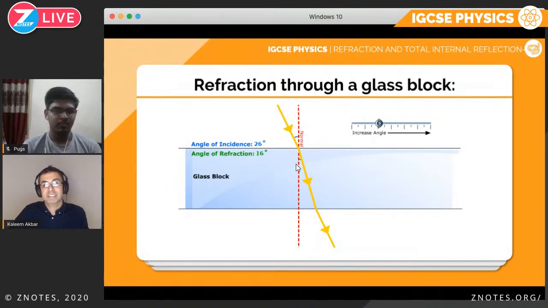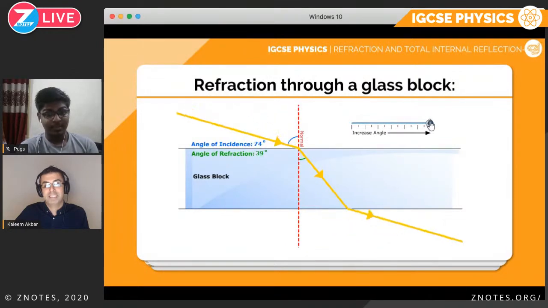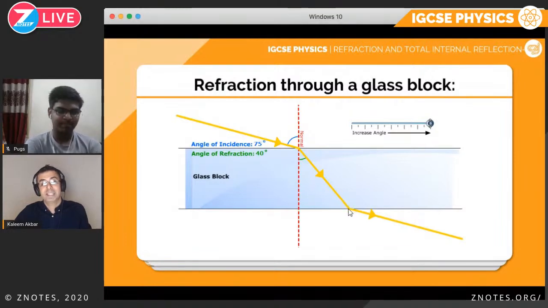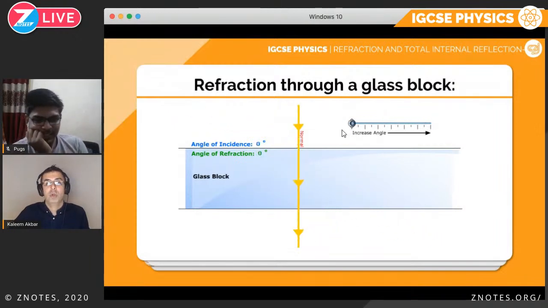So from less dense to more dense, we always bend towards the normal. And from more dense to less dense, we always bend away from the normal. Okay? So here, less dense, big angle of incidence. More dense, smaller angle of refraction. Bends towards the normal. Here, we're going from more to less. The complete opposite happens.